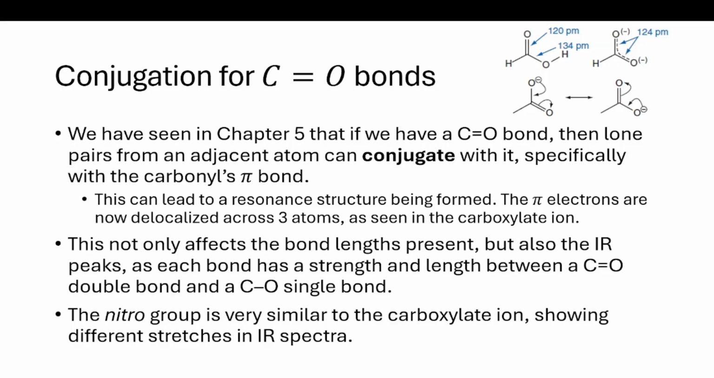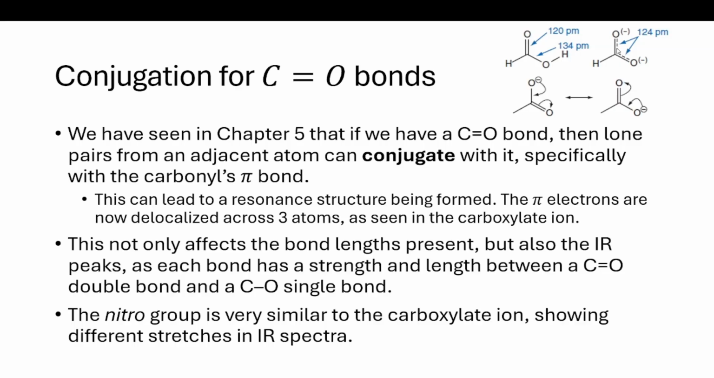Now, going on about the carbonyl bond, the carbon to oxygen double bond, we have seen in chapter 5, I recommend you watch that, this is pretty good. If we have some sort of lone pair from an adjacent atom with the carbonyl bond, then that lone pair can conjugate with that carbonyl bond, specifically with the pi electrons. Now, as you can see, in this carboxylate ion, we get a resonance structure because of the lone pair on this oxygen donating electrons.